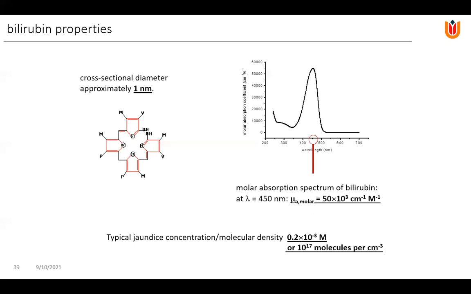But then the maximum absorption value, at a wavelength of 450 nanometer, would be 50,000 per centimeter per molar. Then what we also know is that in typical jaundiced neonates, the molecular density is 0.2 millimolar. And that would translate into 10 to the 17th molecules per square centimeter. So we have a lot of numbers.